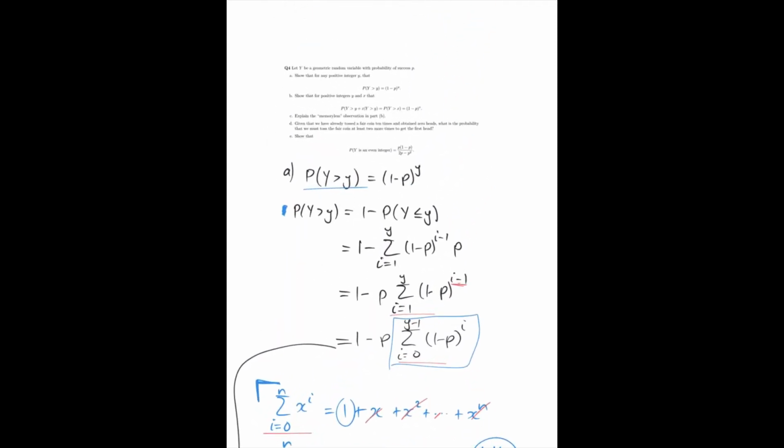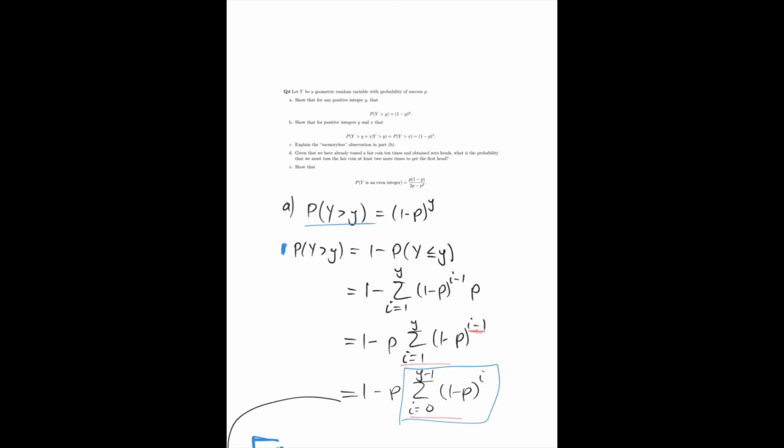So now we can move on to looking at part B. So part B wants us to show that for positive integers x and y, this conditional probability is equal to the inverse CDF, which is hence 1 minus p to the x, which is what we just showed is true. Alright, so let's have a look at doing that. So we have B. We want to show that the probability that Y is greater than little y plus x, given Y has already exceeded y, is equal to the probability that Y is greater than x.